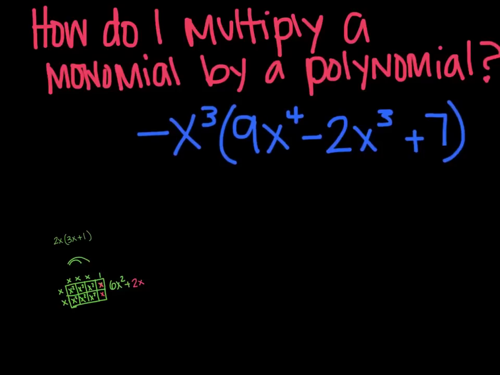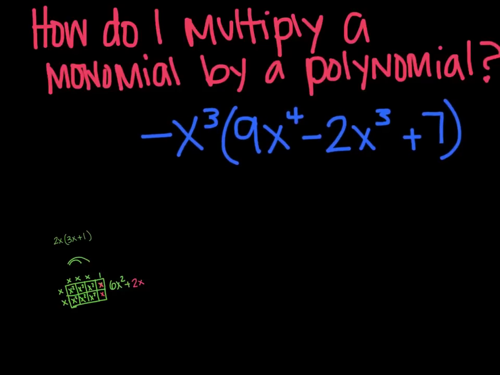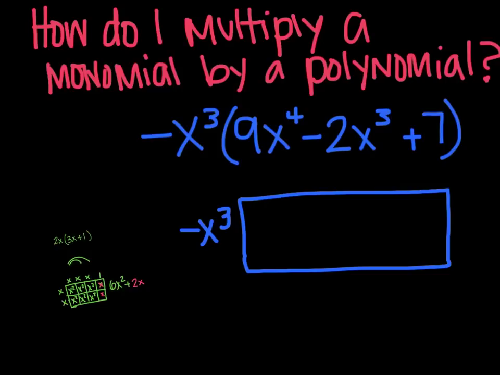Next problem here. You again can use what I call the box method. It's really distributing, using the distributive property. You have negative x to the third power, and then you have all these other terms filling out the other side. So 9x to the fourth power is 1, negative 2x to the third is 1, and then we have 7. And now you chunk it.